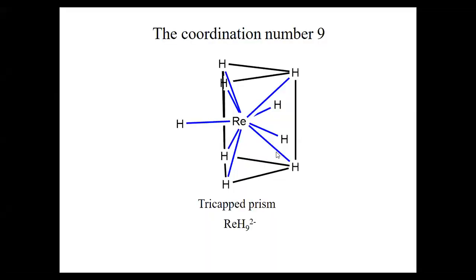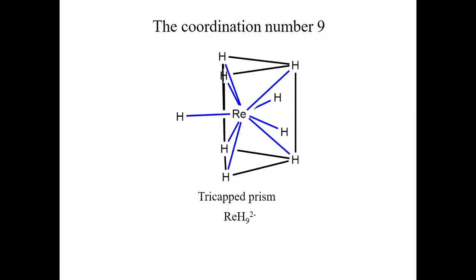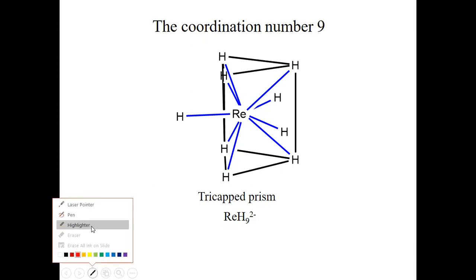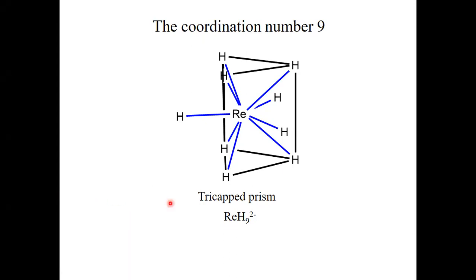Okay, so let us go from the coordination number 8 to the coordination number 9. One example for this is a tri-capped prism, and a practical example for a tri-capped prism is the nonahydridorhenate 2-. And you see again the common theme for all of these complexes. We have a large metal in the center and fairly small ligands surrounding it. In this case, our large metal is the rhenium and our small ligands are hydrido ligands.